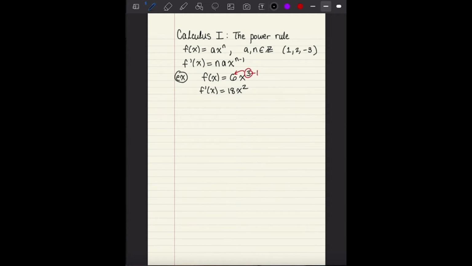Okay, let's try another one. Let's say we have f of x is negative x to the 10th. So again, we take our power, multiply it to the front, and subtract 1. So we get f prime is, we have a negative 1 technically here in the front. So we have negative 1 times 10, which is going to be negative 10x. And then 10 minus 1 is 9.